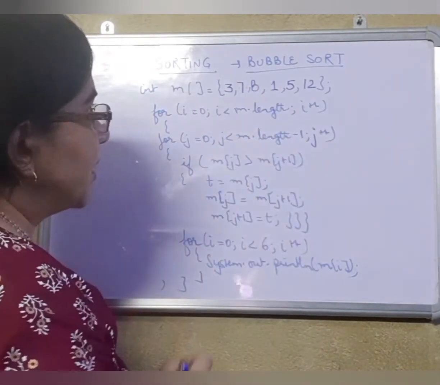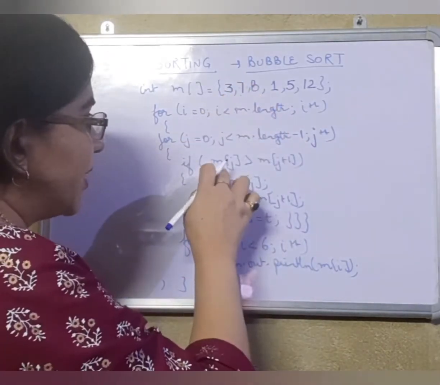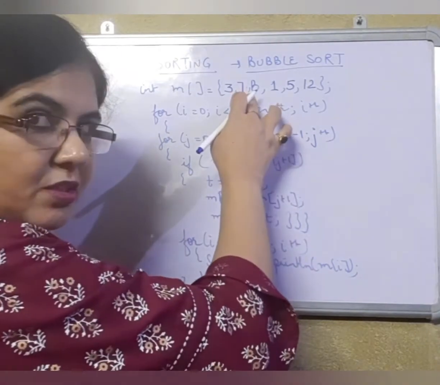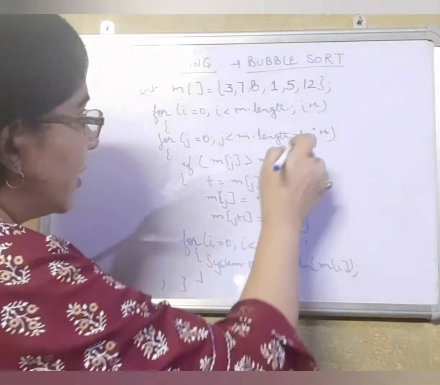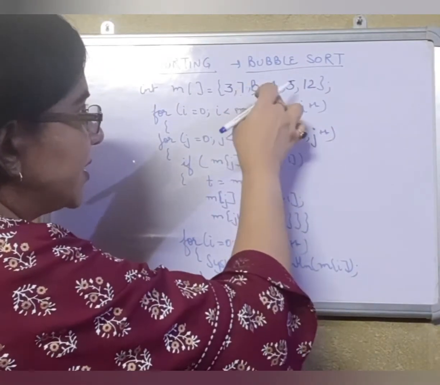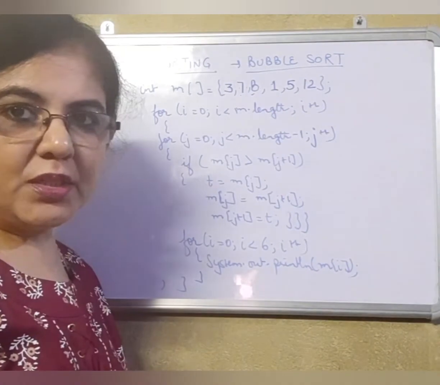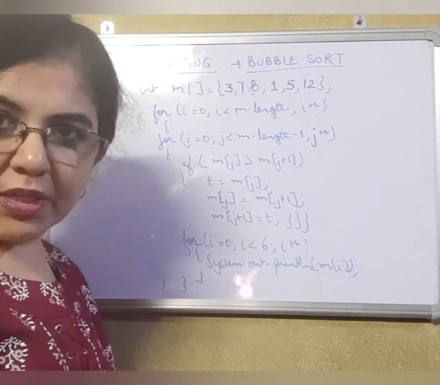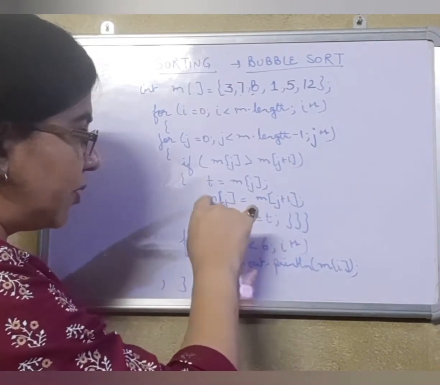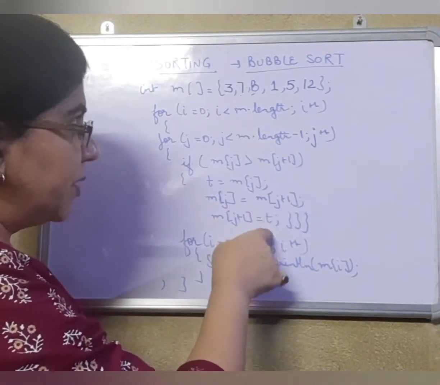Then j plus plus becomes 1. At 1 position, it is finding 7. 7 is greater than the neighboring number 8? No. Then with j plus plus, j increases and it becomes 2. 8 is greater than the neighboring number 1. Yes. So 8 and 1 will exchange. t will take 8. Instead of 8, you will be keeping 1. Instead of 1, you will be keeping 8.